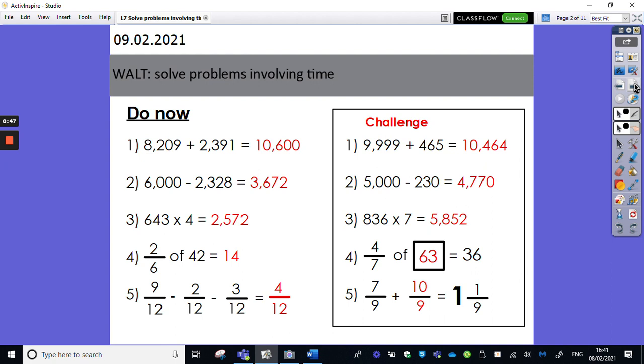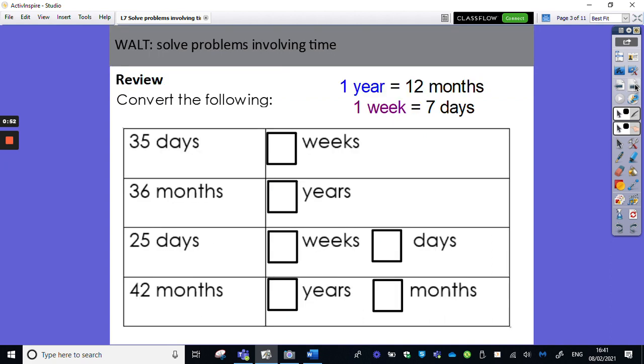Okay, so as I said, we're going to be looking at problems with time today, but first of all, we are going to recap yesterday's learning, which was looking at years and months and weeks and days. So you can see some lengths of time on this side. I would like you to convert them just like we were doing yesterday. So you've got 4 to have a go at there. So pause the video yet again and have a go and come back when you're ready.